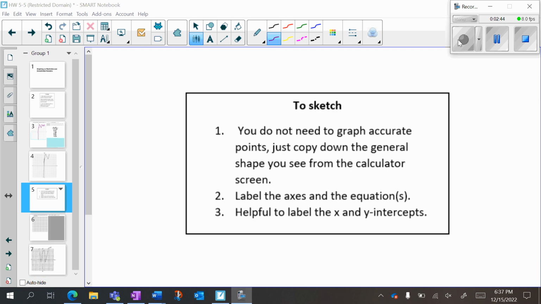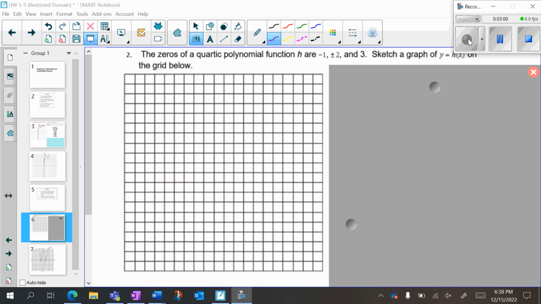Next, in order to sketch, first, you do not need to graph accurate points. Just copy down the general shape you see from the calculator screen. Then label the axis and the equations, and it's helpful to label the x and y intercepts. Let's take a look at this example. Number 2, the zeros of a quartic polynomial function h are -1, -2, 2, and 3. Sketch the graph of y is equal to h of x on the grid below.